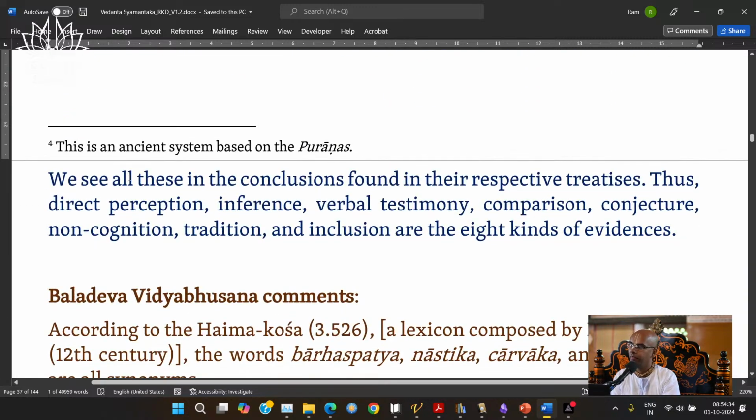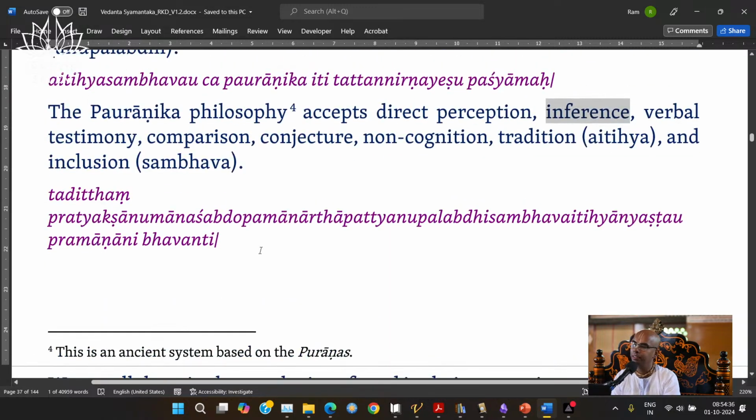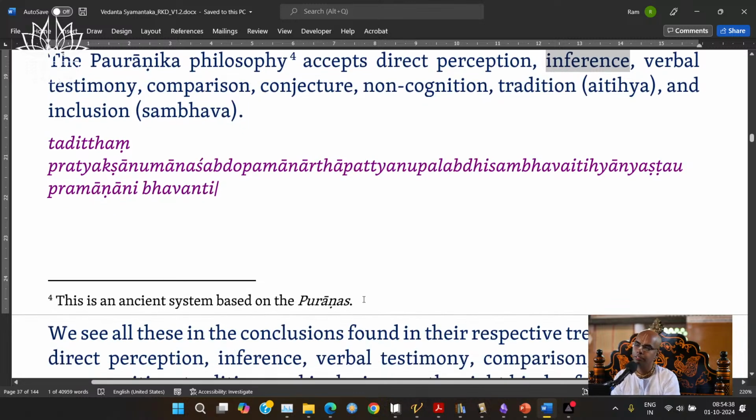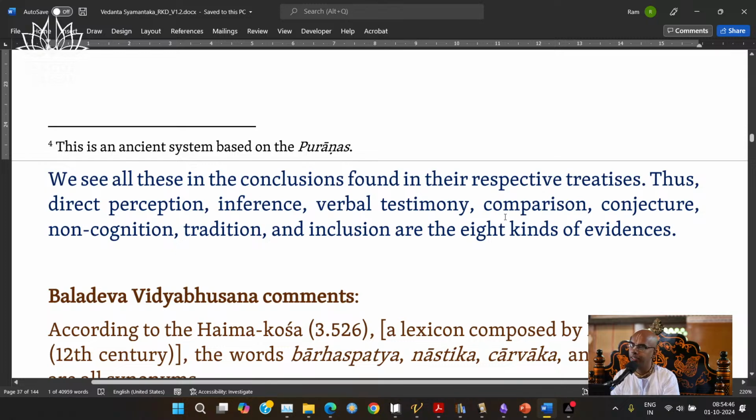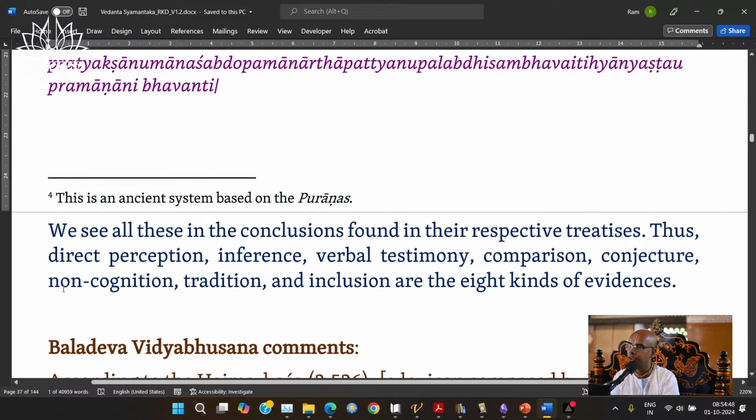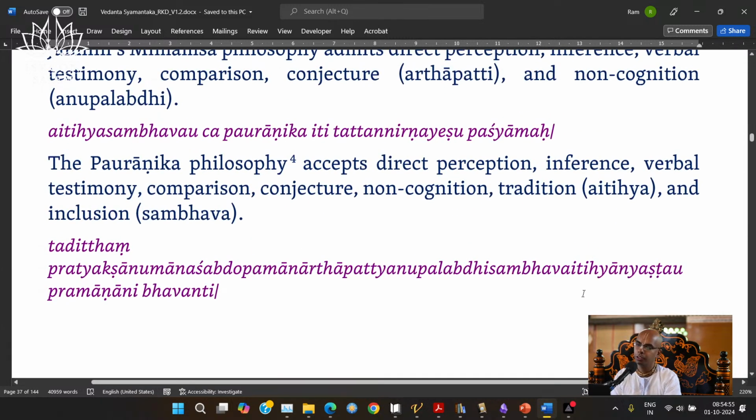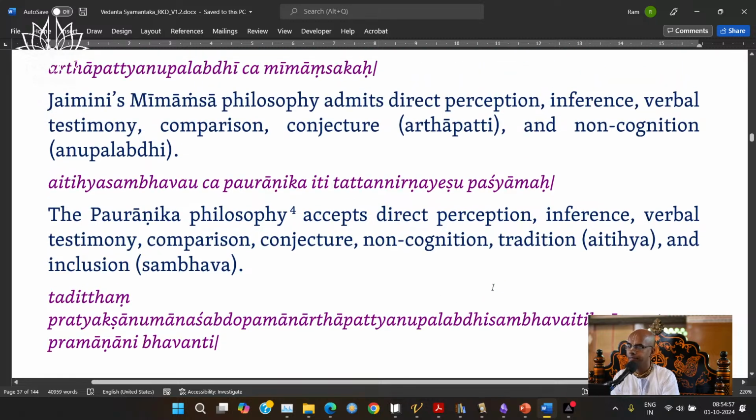This Pauranika philosophy means an ancient system based on the Puranas, which is not actually prevalent now. We see all these in the conclusions found in their respective treatises. Thus, direct perception, inference, verbal testimony, comparison, conjecture, non-cognition, tradition and inclusion are the eight kinds of evidences. So there are eight Pramanas mentioned here. Now, there is Pratyaksha and Anuman, which we already discussed, and Shabda also to some extent.